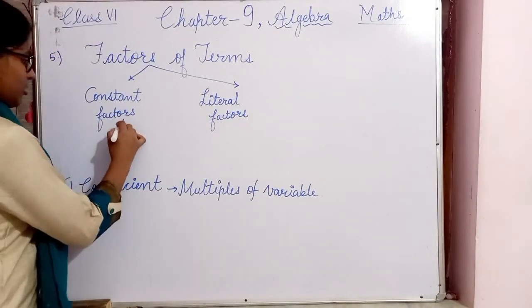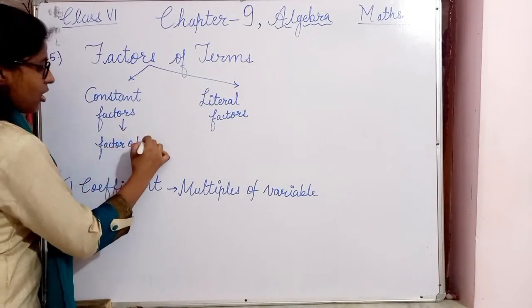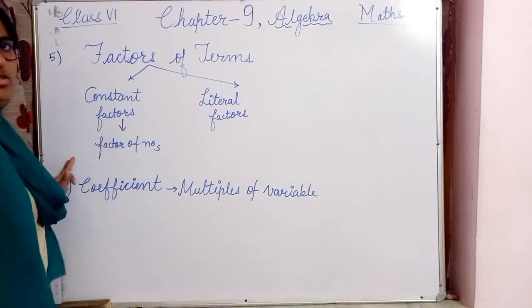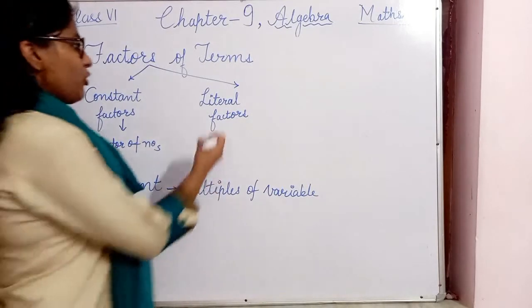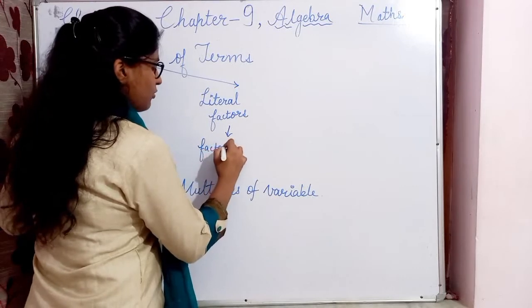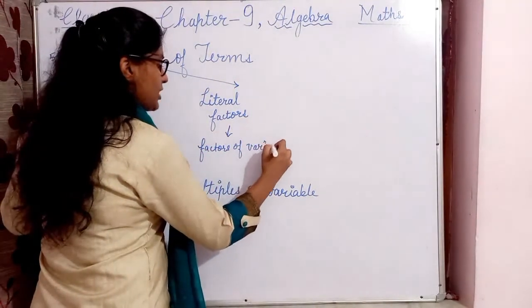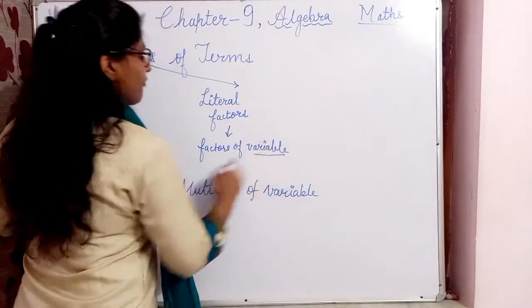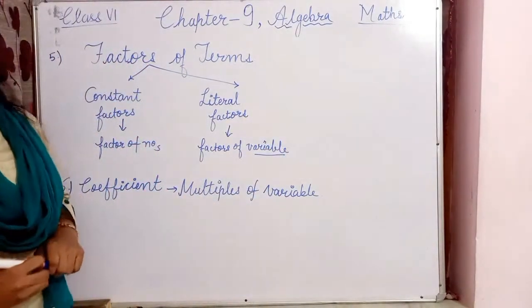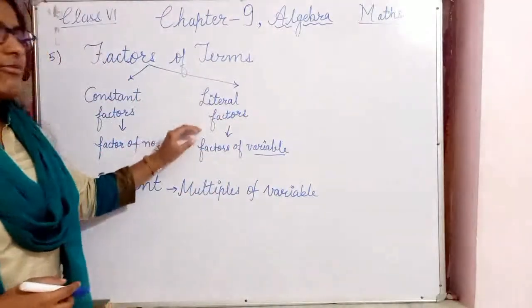The factors of numbers are known as constant factors. Now literal factors: the factors of variables. Factors of variables are known as literal factors because a variable is also known as a literal number. So the factors of variables are known as literal factors.